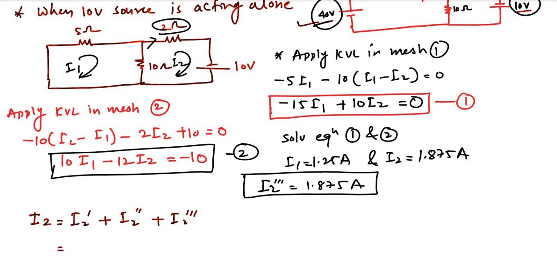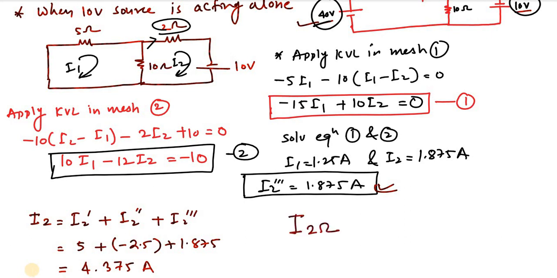So how much is I2 dash? It is 5 ampere, and I2 double dash is minus 2.5 ampere, plus I2 triple dash is this current, 1.875 ampere. So the total current is 4.375 ampere. So the total current flowing through the 2 ohm resistor, which is I2, equals 4.375 ampere. So it is our required answer.